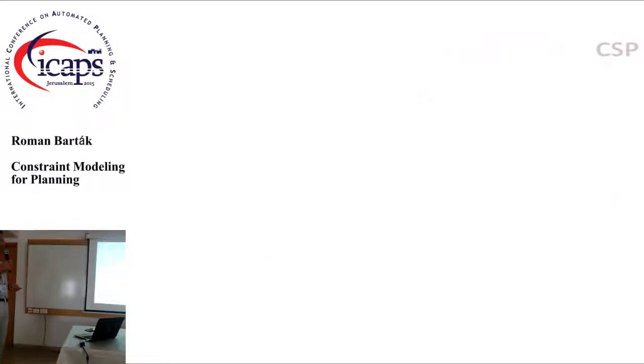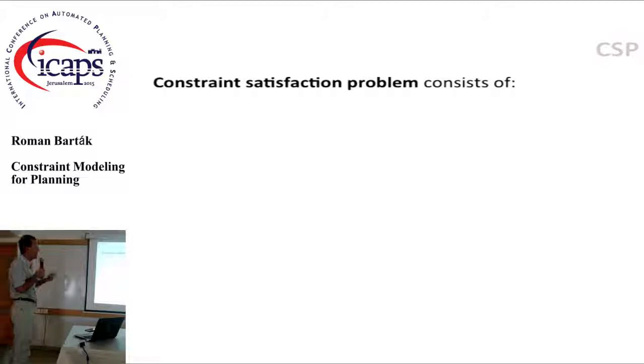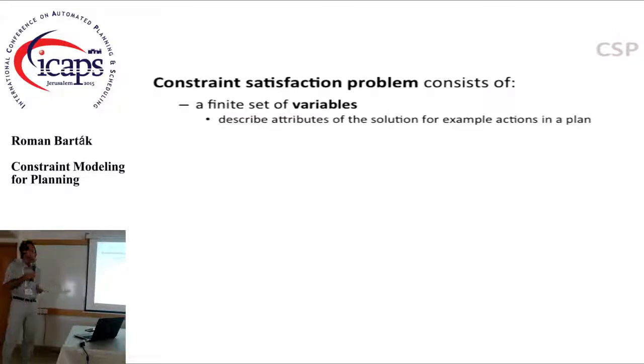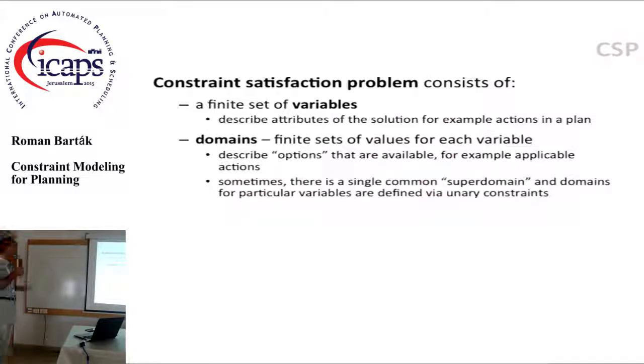Formally, a constraint satisfaction problem is a triple where we have a finite set of discrete variables. They usually describe some properties, some attributes of the solution that we are looking for. Then we have domains, which are a slightly different notion from the domain in planning. So a domain is a set of values for a given variable. It could be the applicable actions in planning. Sometimes there is just a single global domain, and the specific domains for each variable are defined by unary constraints, but this is just a technical issue.